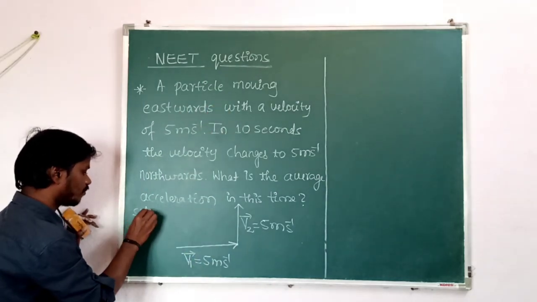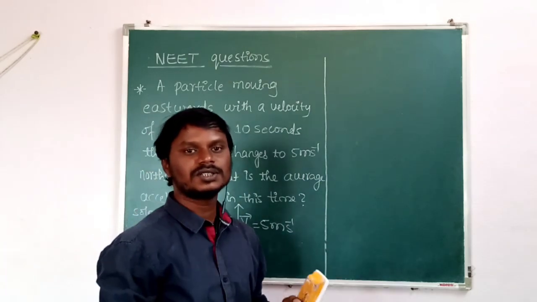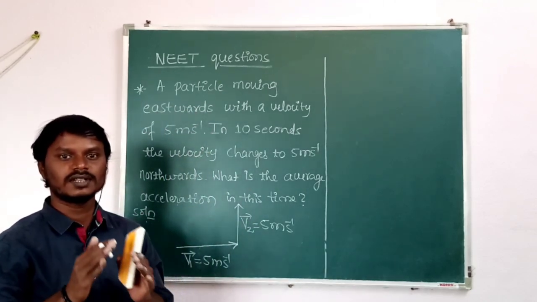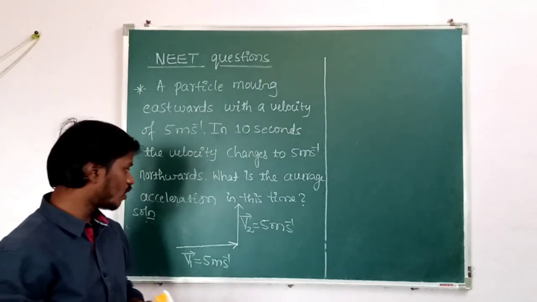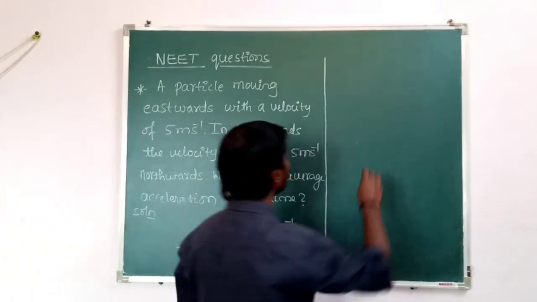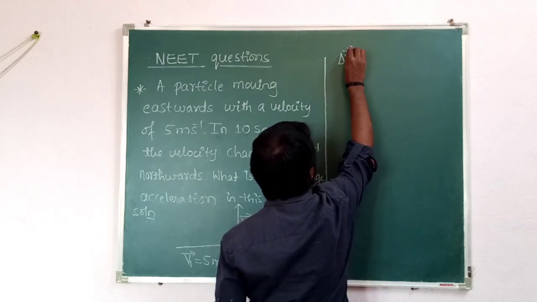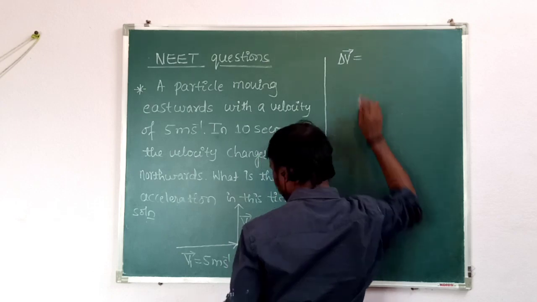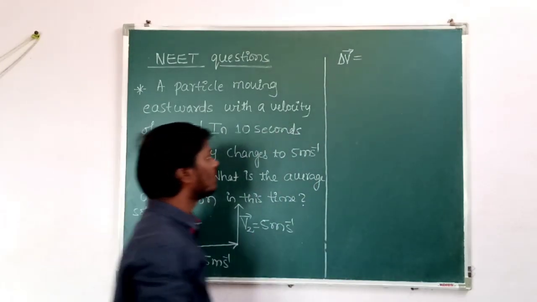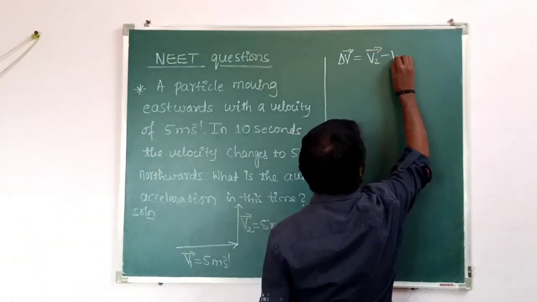So it is the solution. What do you mean by average acceleration? It is the ratio of change in velocity to the time taken. In what time is the velocity changed? In the time 10 seconds. So delta V, the change in velocity, is equal to V2 minus V1, as the velocity changed from V1 to V2.